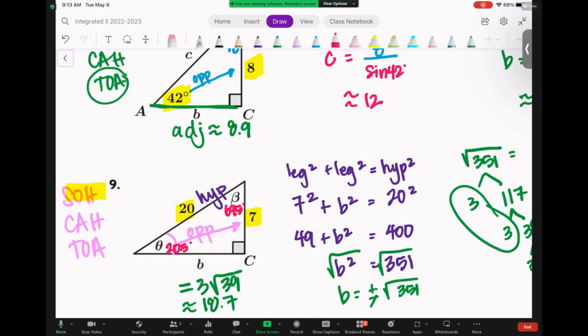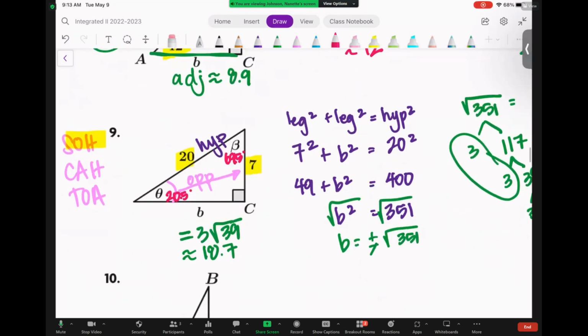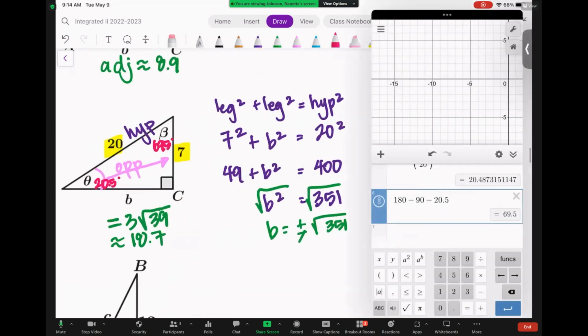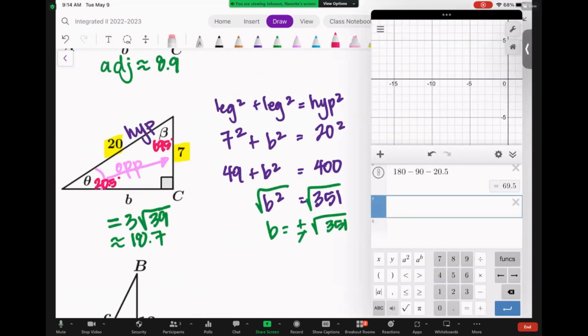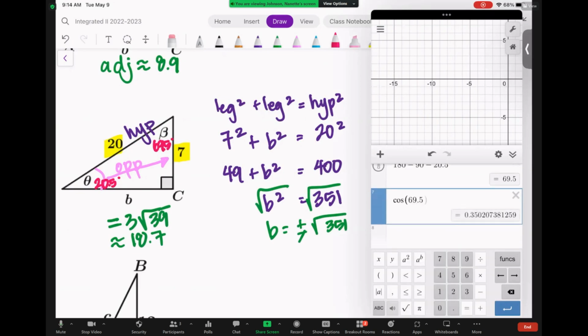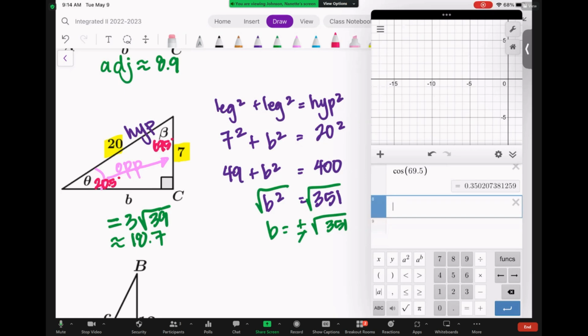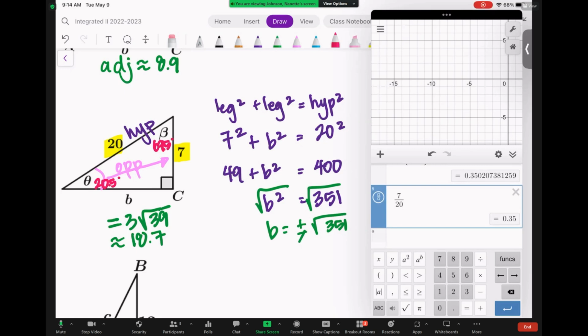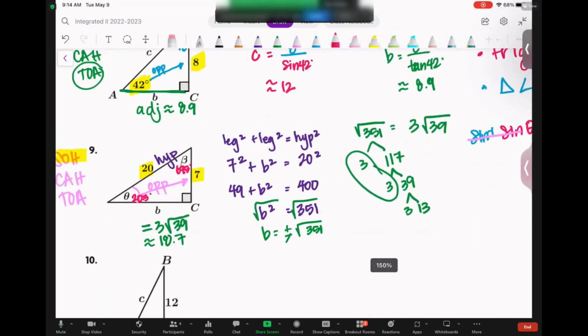Something I would check, just to make sure, is if I took the cosine of 69.5 degrees, I should get the same ratio as dividing 7 by 20. And it's not exactly the same, but it's really, really close, right? It's 20,000th off, if that makes sense. So we're okay. That's a pretty good margin of error for us right now.